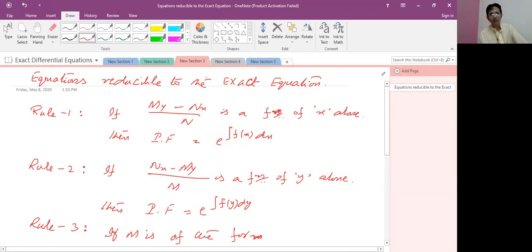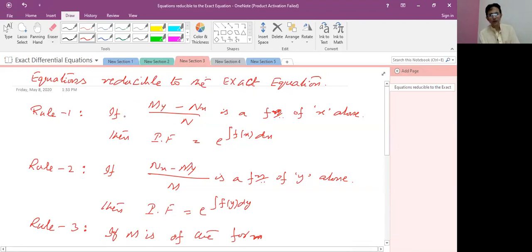It means the given equation, if it is a non-exact equation, we will convert it into an exact differential equation. Again I repeat, equation reducible to the exact equation means when the given differential equation is not in exact form, it means non-exact form, we will convert it into an exact equation according to these 3 rules.